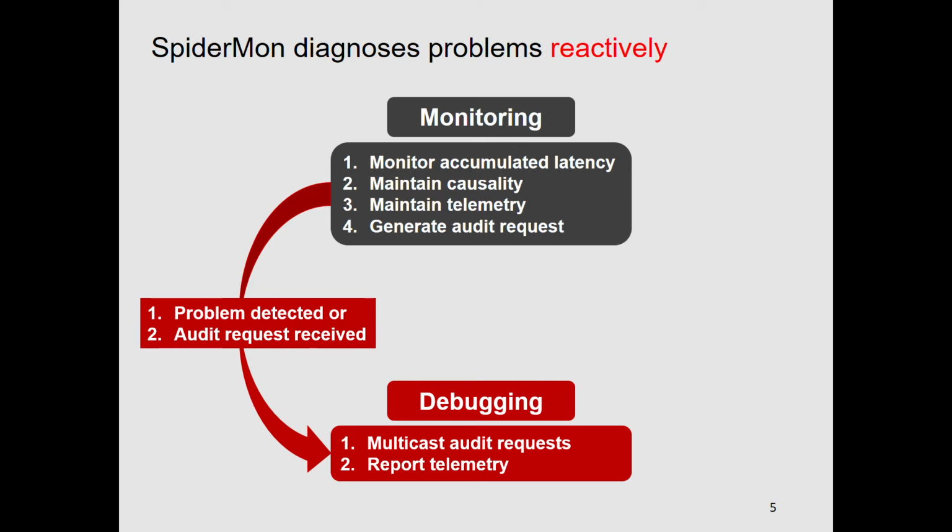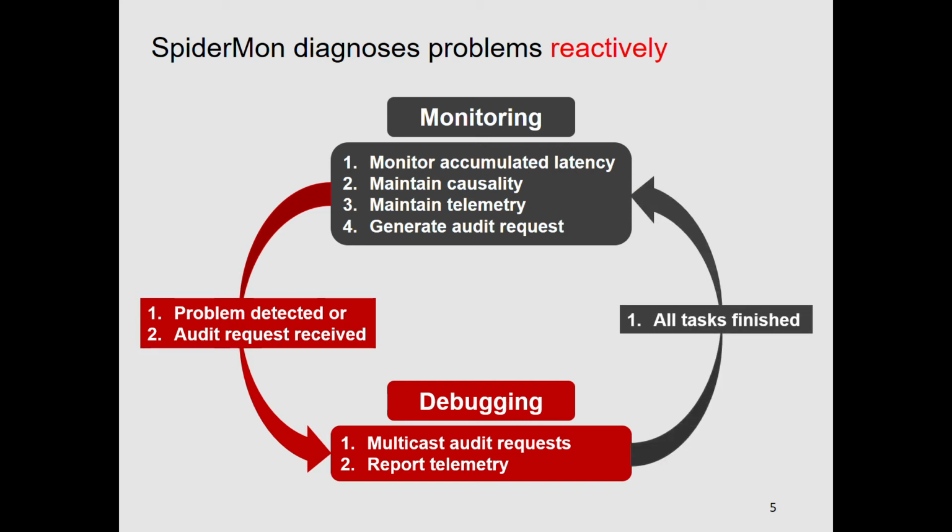Note that both detecting problems and receiving an audit request from other switches will let the switch start executing the debugging task. For the debugging task, the switch needs to do two things. The first one is to multicast the audit request to other nodes that are related to the problem. The second task is to report the telemetry information to the diagnose agent for further analysis. After executing those two tasks, the switch will go back to the monitoring mode and wait for the next event.